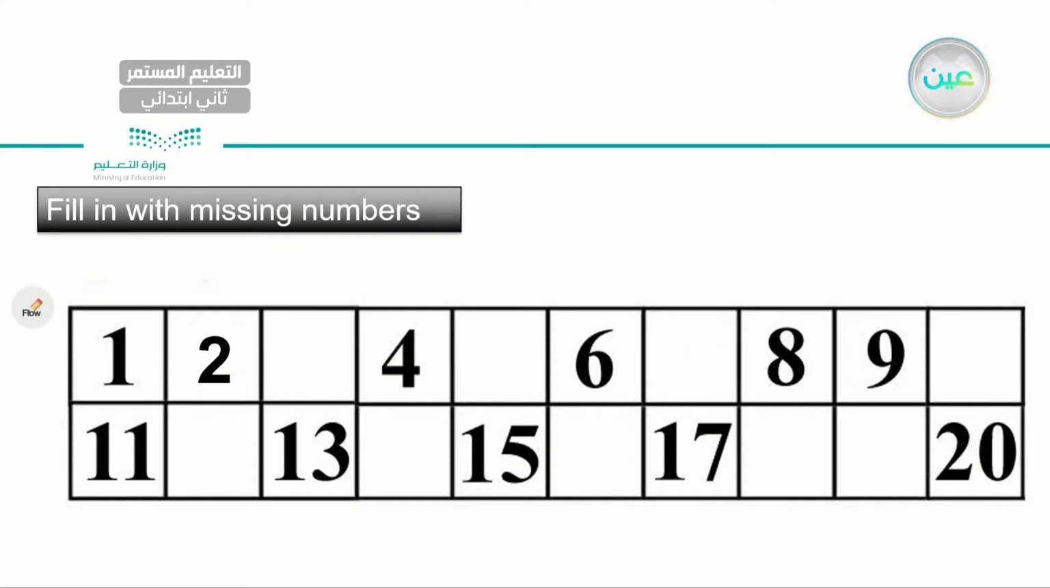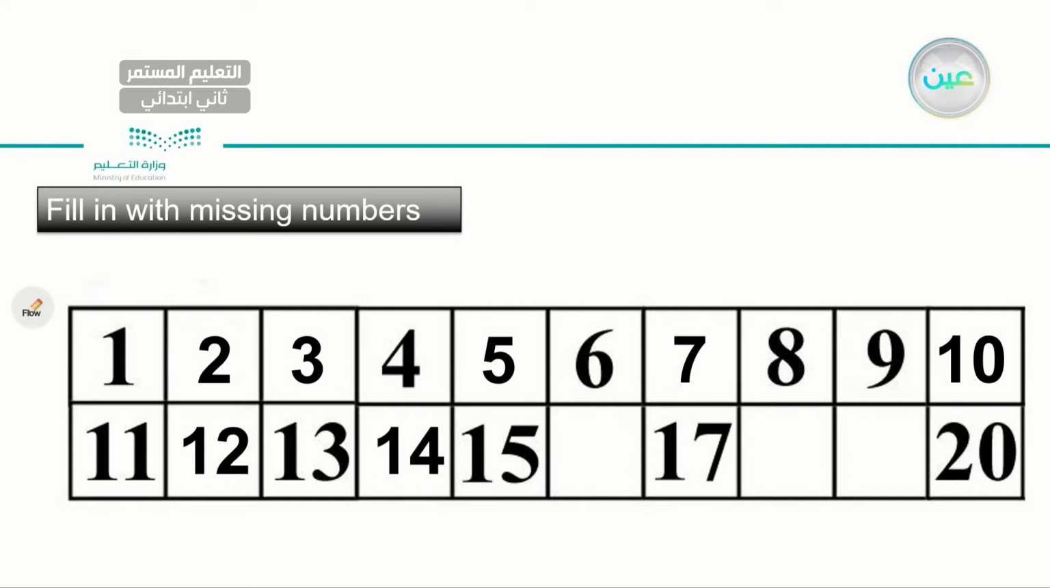Okay, let's reveal our answer. So I have number 1, 2, 3, very good, 4, 5, well done, very good, 6, 7, excellent, 8, 9, and then I have 10, well done, very good. Now let's move to the next line. 11, what comes next is number 12, well done, 13, 14, brilliant, 15, 16, excellent, 17, 18, and then I have number 19. Very good, my dear student.